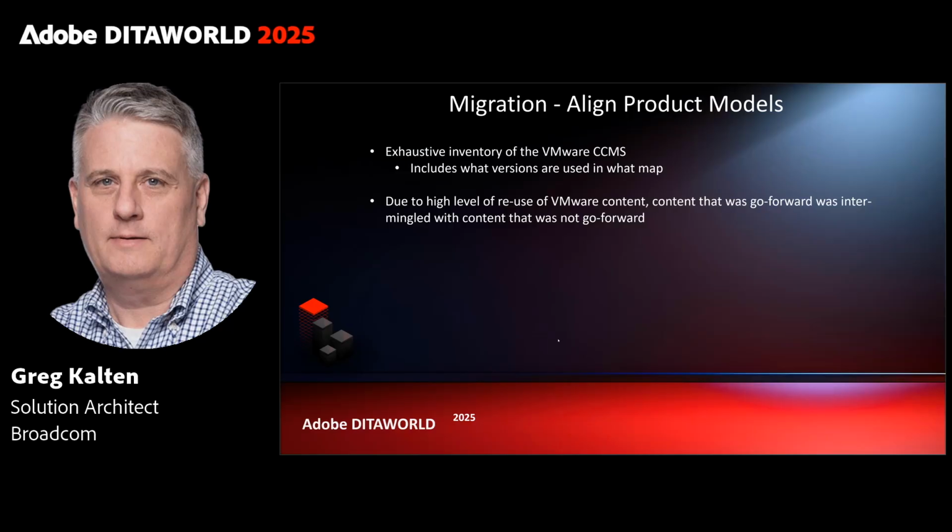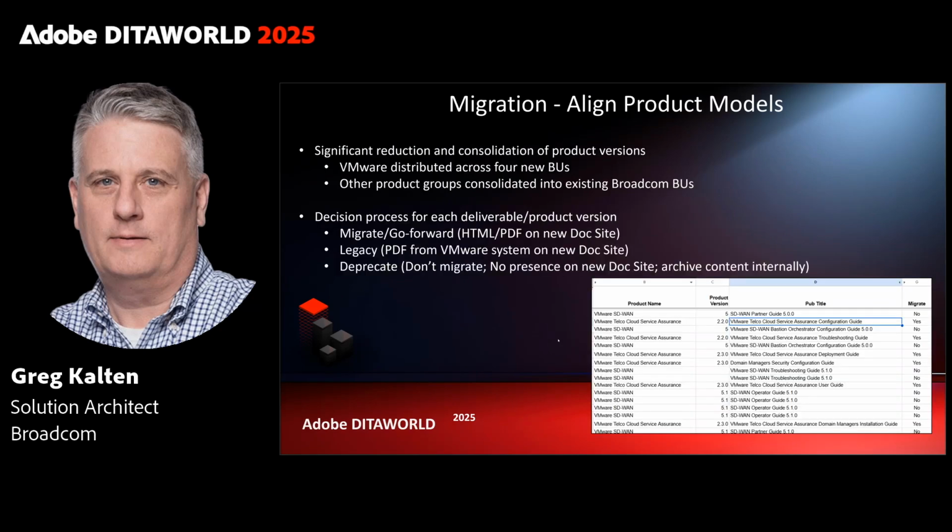So we knew we had more content than we expected. Second, once we had all that product information, we started generating a lot of spreadsheets and handing them out to writing managers and business unit owners, so they could identify what business unit each product would belong to, because we're moving VMware from one company into 5 business units inside Broadcom. And then for each product version, what's the disposition?